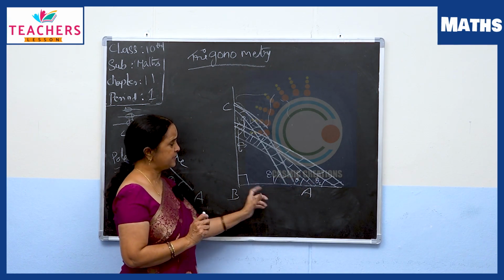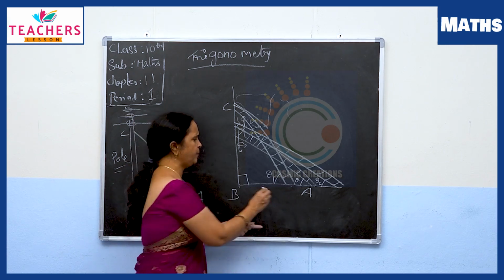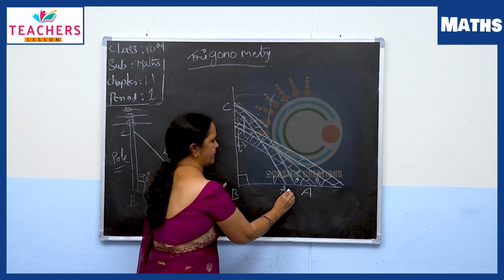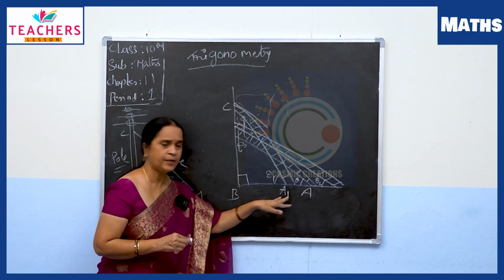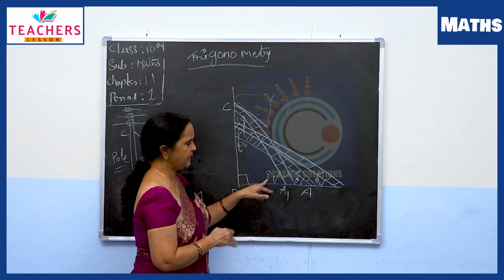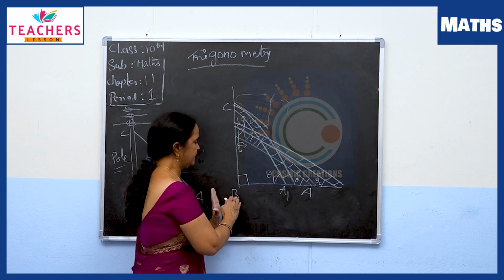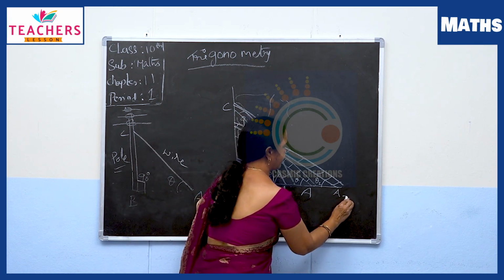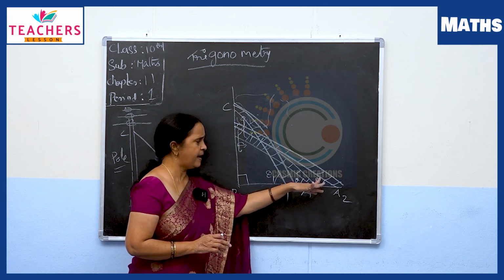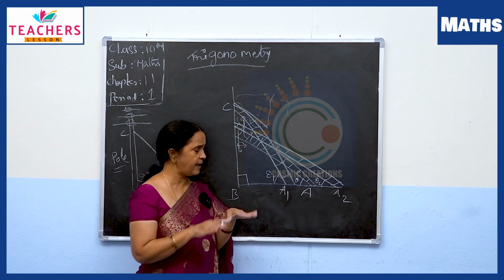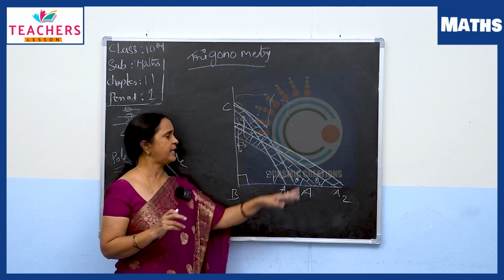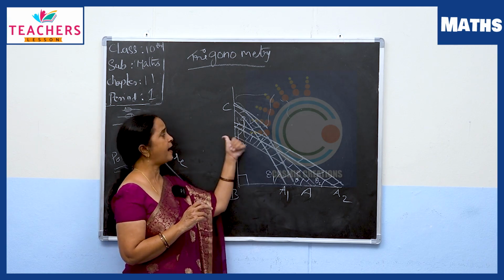Got it? And what happens to the distance? A to B he came. Sorry, B we have already written, so I am writing A1. When it comes from A to A1, the distance is decreasing and the angle is increasing. In the same way, when it moves away from the wall, the distance is increasing and the angle is decreasing. So there is a relation between the angle and distance and height also.